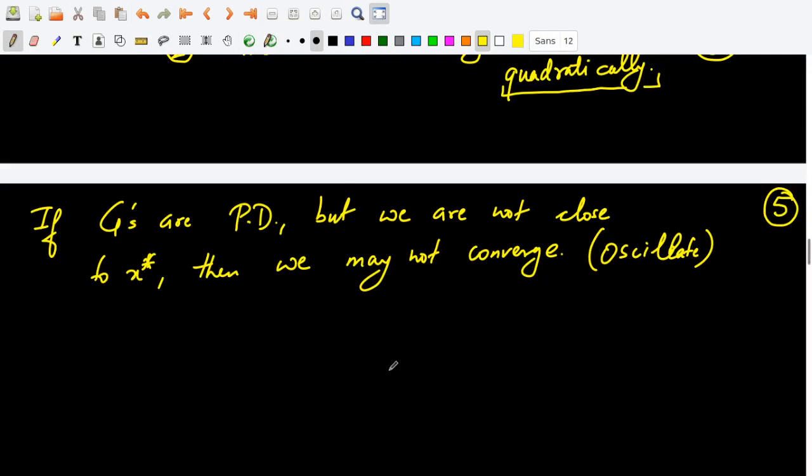And again the book has a nice example of a fourth order polynomial, a very simple function in two variables, which converges extremely fast if we start very close to x star, but doesn't converge if we are a little bit far away. So this is a big problem.